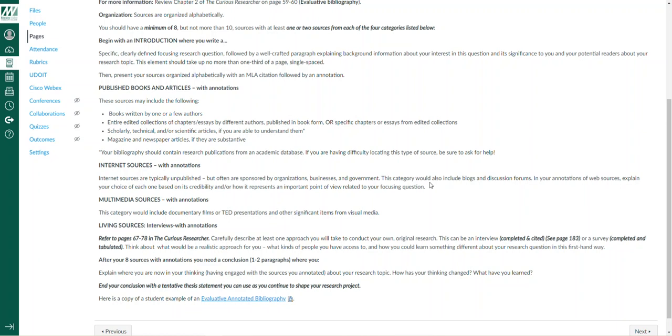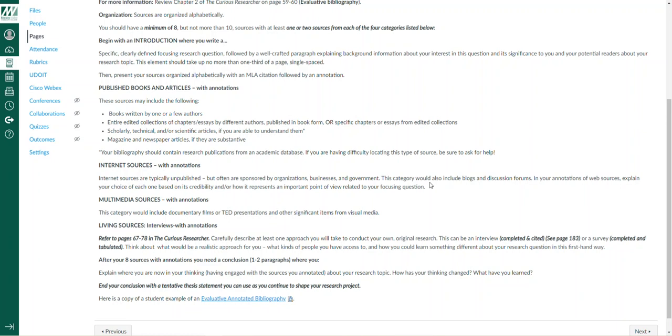Also, then we move on to the next category, internet sources with annotations. Internet sources are typically unpublished, but often they are sponsored by organizations, businesses, and government. Your .orgs, your .govs. This category also includes blogs, maybe even discussion forums, depending on their origins. In your annotations of web sources, explain your choice for each one based on its credibility and or how it represents an important point of view related to your focusing question, right?